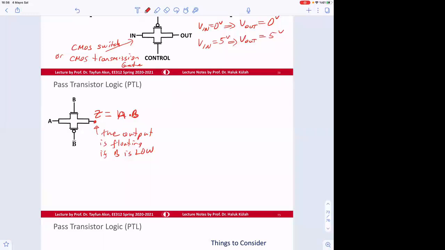Okay. So do you have questions about this? No, hocam. Okay, so this is an AND gate, but not really operating properly, because for the case where B is low, it's floating. So we need to make something about that part.